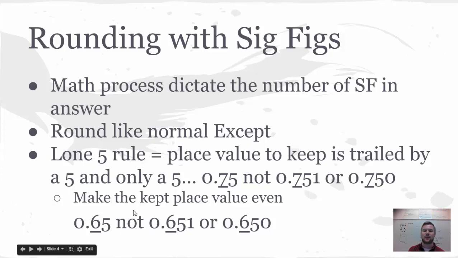This example is showing you how the lone 5 rule gets weird. Not weird, but where we see rounding different than what we would expect. Since this is the place value we're keeping and it's a 6, followed by a 5 all by itself, it's a lone 5. We're going to keep this as 6. This rounds to 0.6. This is not a lone 5. This is not a lone 5. So in this case, this number and this number are both going to round to 0.7. Even though the first and the last are basically the same size and number, the significant figures involved make it a different rounding process. That's the lone 5 rule.